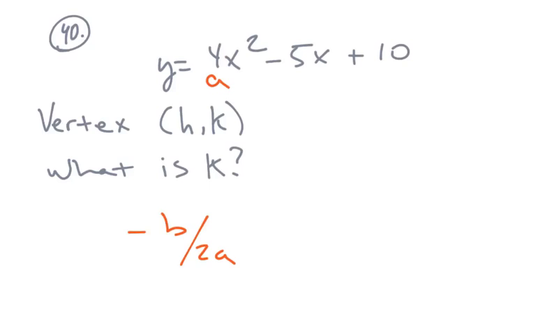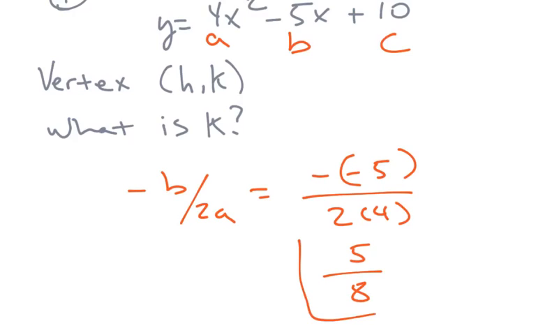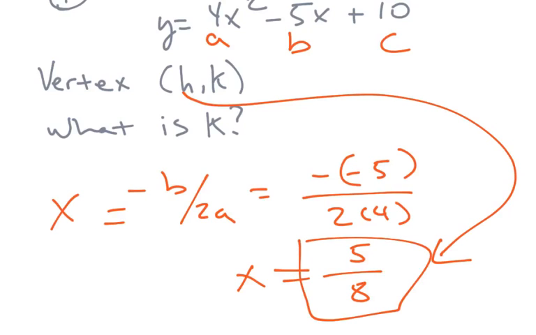A is the number with x squared, b is the number with x, c is the constant. So that means I'm left with negative 5 over 2 times 4. B is negative 5, a is 4. Remember, if it's negative, then you want to make sure you make the number negative. So it's negative negative 5, which gives me 5. 2 times 4 is 8. Negative b over 2a refers to the x component. So what I'm actually saying is that h, which is the x component, is 5/8.